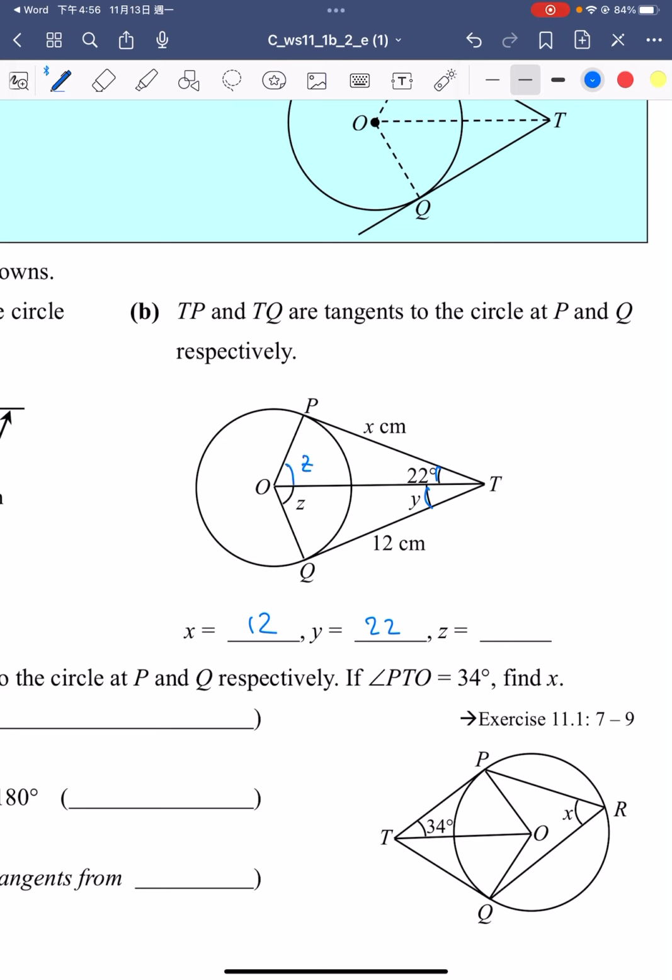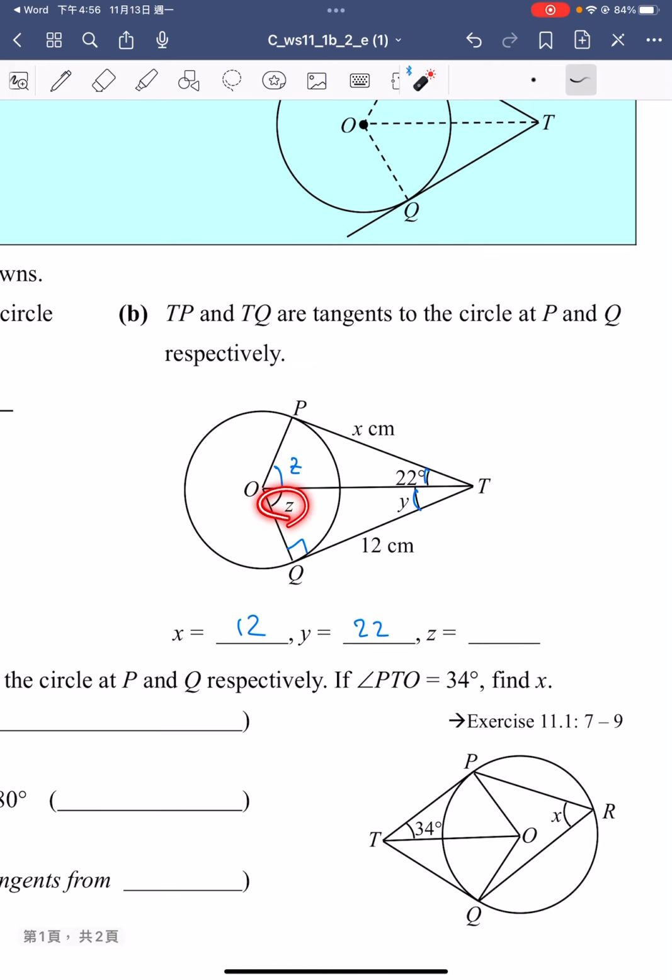So how can we find z? We can use the fact that the tangent is perpendicular to the radius to say this is 90 degrees. Then we have z plus y plus 90 equal to 180. As y is equal to 22, z is equal to 180 minus 90 minus 22, giving the answer of 68 degrees.